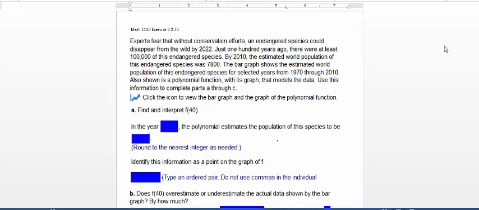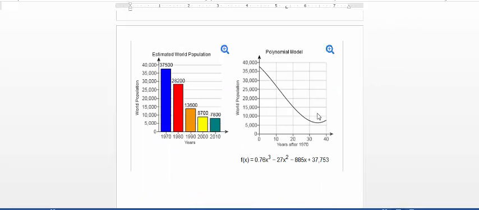Experts fear that without conservation efforts, the endangered species could disappear from the wild by 2002. Just 100 years ago, there were at least 100,000 of this endangered species. By 2010, the estimated world population was 7,800. The bar graph shows the estimated world population of this species from 1970 to 2010.